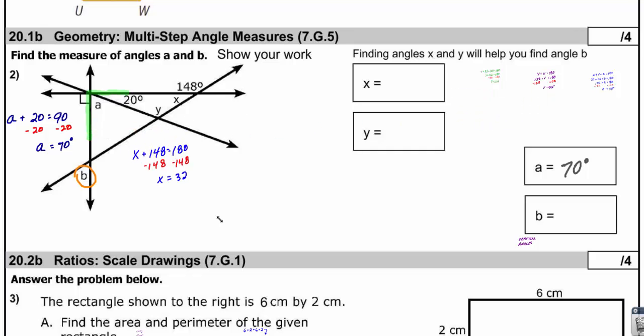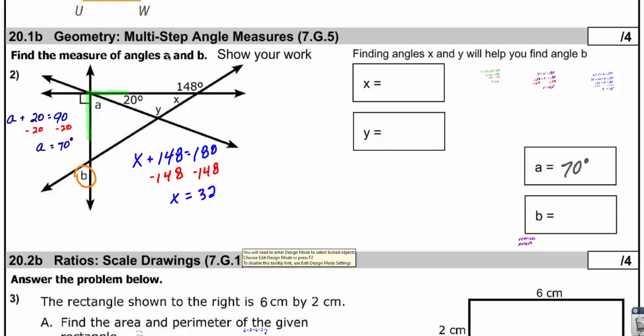So here's what we know about X. We know that when you take this, you have 180 degrees. These two angles together make 180. They are supplementary. So since those are supplementary angles, they equal 180, and we're given 148. If we take the 148 away, what's left is the X. X plus 148 makes 180. Take away the 148. What you get left over is the X, and that's 32 degrees.